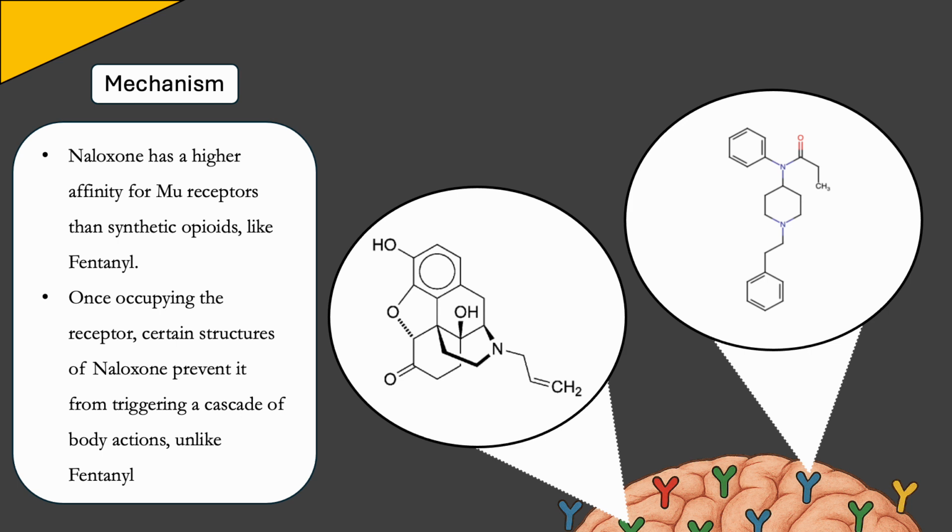These receptors exhibit a certain biological effect. For example, with too much fentanyl, you will overdose and die. But Naloxone, since it is an antagonist, will not exhibit these cascades of effects. Why? Well, as we see in the next couple of slides, certain parts of Naloxone's structure will basically prevent it from triggering this receptor.